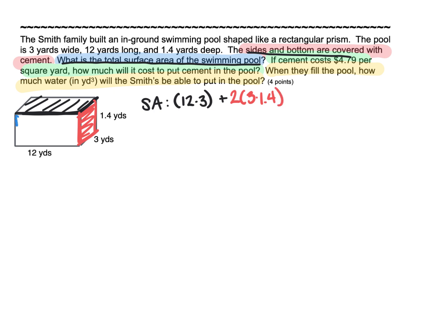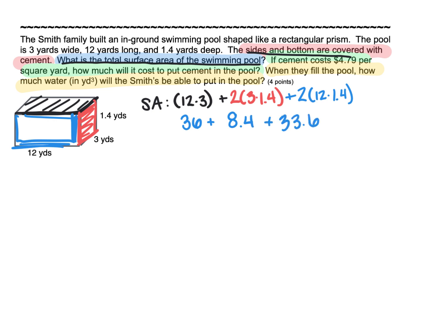And then we also have our front and our back, which if we trace over that, it's 12 by 1.4. So 2 times 12 times 1.4. When we do our math here, 12 times 3 is 36, plus 2 times 3 times 1.4 is going to give me 8.4, plus 2 times 12 times 1.4 is 33.6. So when we add all 3 of those together, we get a total surface area of 78 square yards. So that's 78 square yards of cement.